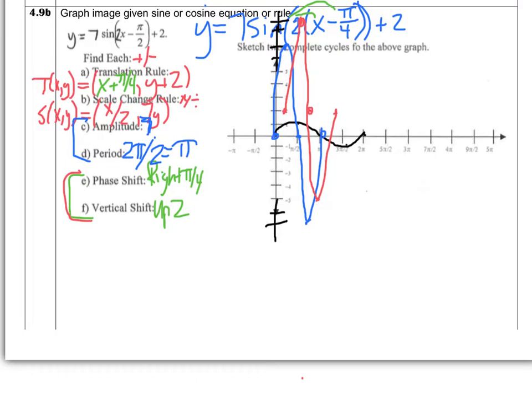Now here they did ask me to do 2 cycles of that, so I could go ahead and draw it one more time, and here's what it would look like. This green portion is the second cycle of the new graph.